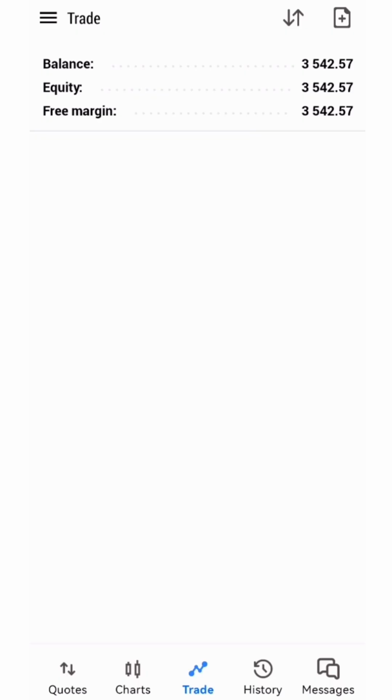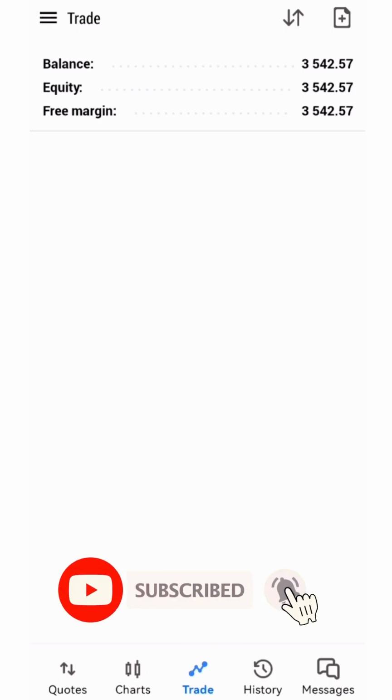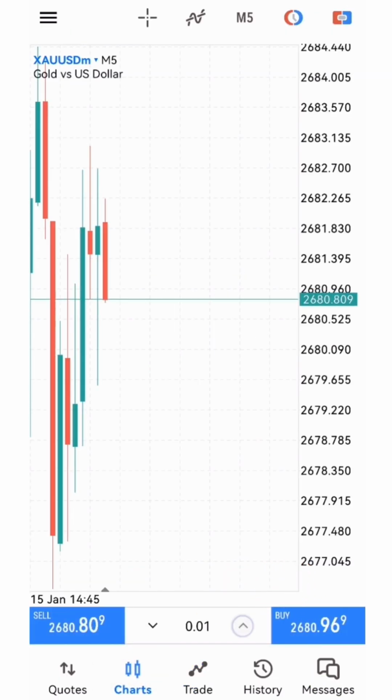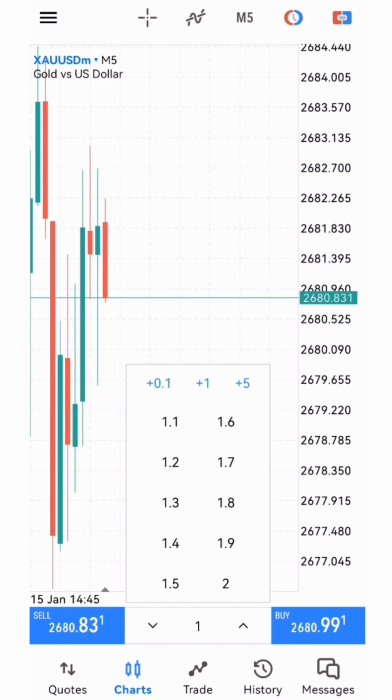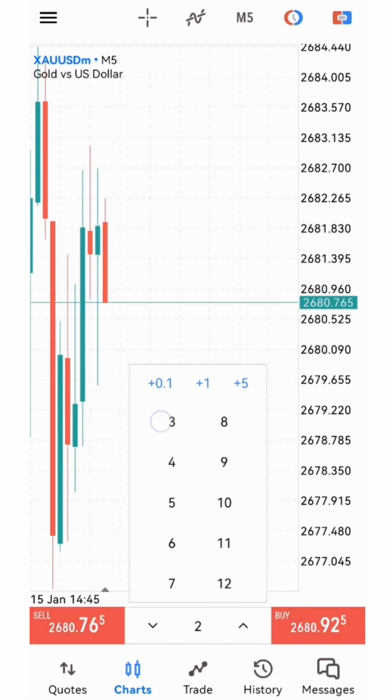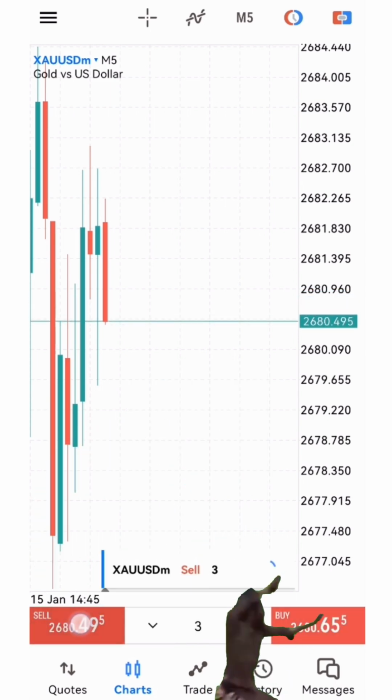So we'll be starting the new trade with the help of this balance, and let's see how much we make in that trade. One thing which you must keep in mind is that you need a lot of practice to play with big balances.